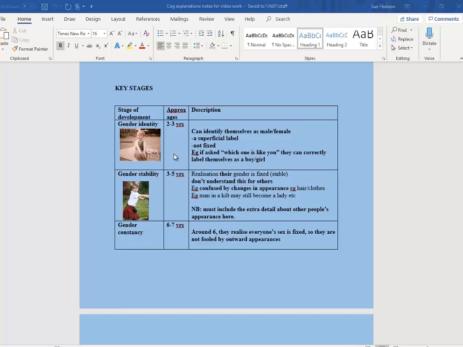Name them accurately, give a rough idea of the age, but it's more the descriptor that's important. Be careful you're not fooled by the age. The age is a rough guide. It's really the identity and what they can do. So if they give you an exam question, be guided by what they can do and what they understand, not the age.